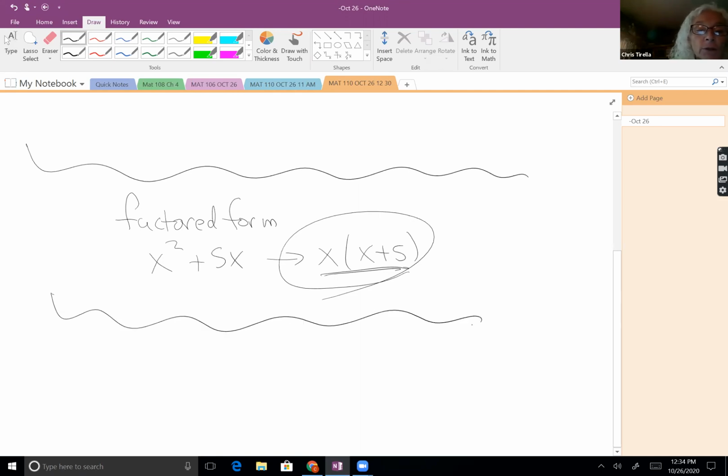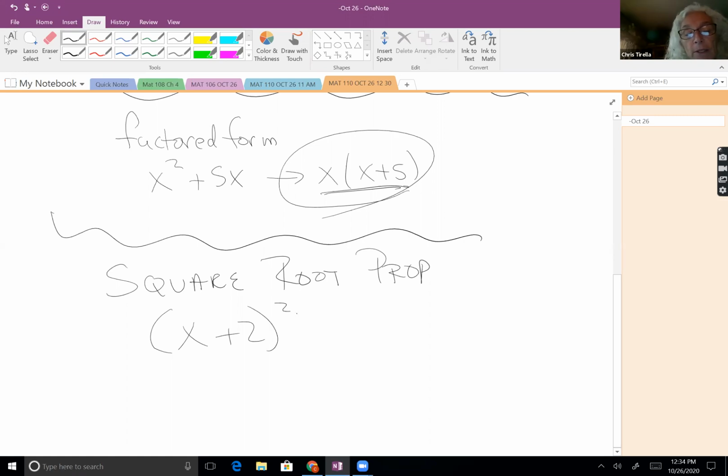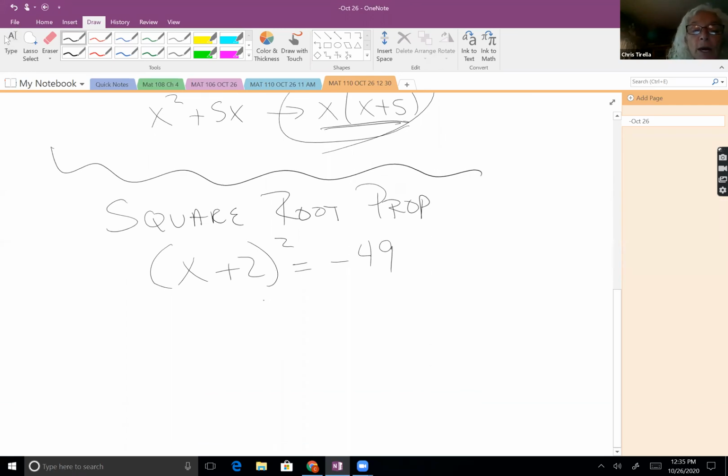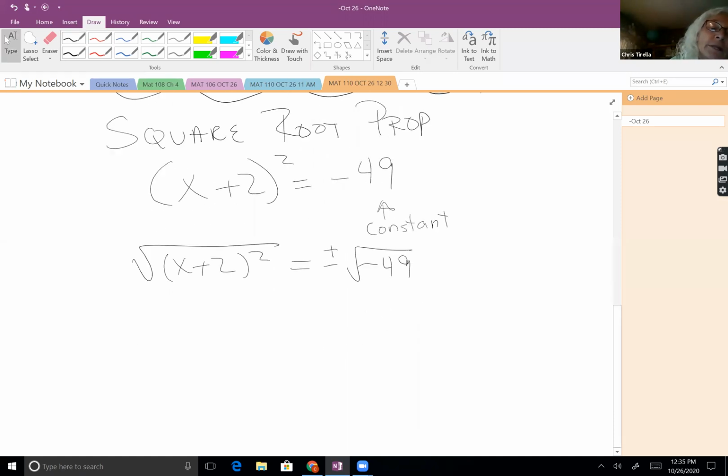Another thing that I found concerning was a couple of people who told me that they didn't know what the square root property is. What the square root property says is, if I have something like x plus 2 quantity squared is equal to negative 49, a square on one side and a constant on the other, in order to solve that, we take the square root of both sides. And when I have the constant, I have to remember there are two roots, a positive and a negative. Doing that here, the square root and the square undo each other.